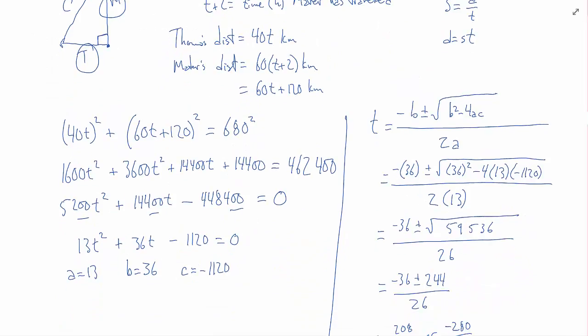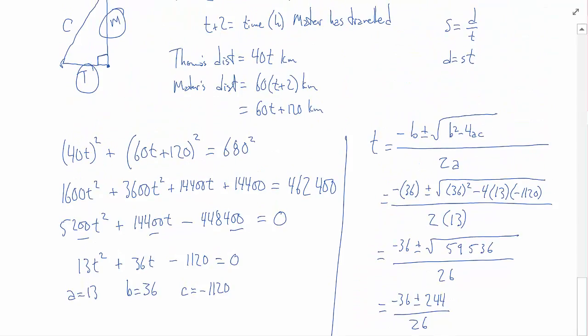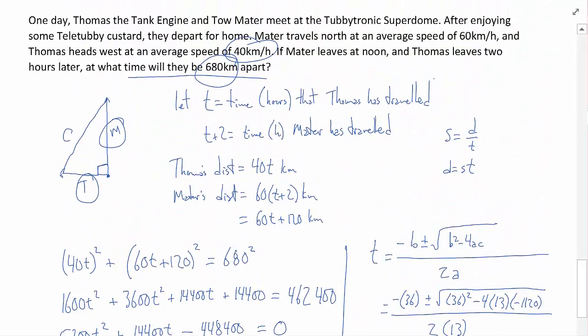Now, if you haven't defined what t is equal to, then you might be tempted to say that it happens at 8 o'clock. Hopefully you're wise enough to reject this negative answer as not making any sense. They're not going backwards in time. You might say that the answer is 8 o'clock. But remember, we defined what t is. t is the time in hours that Thomas has traveled. t plus 2 is the time that Mater has traveled.